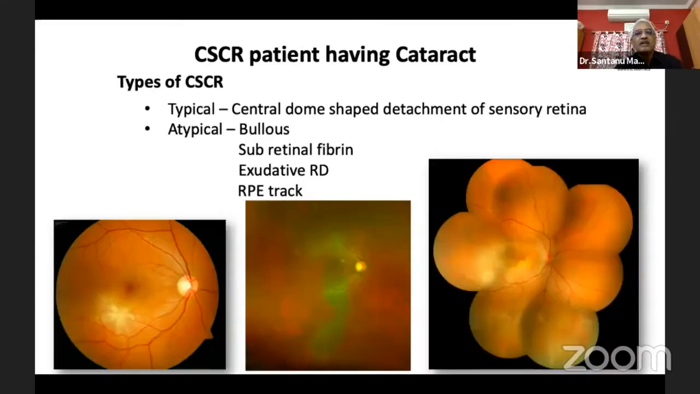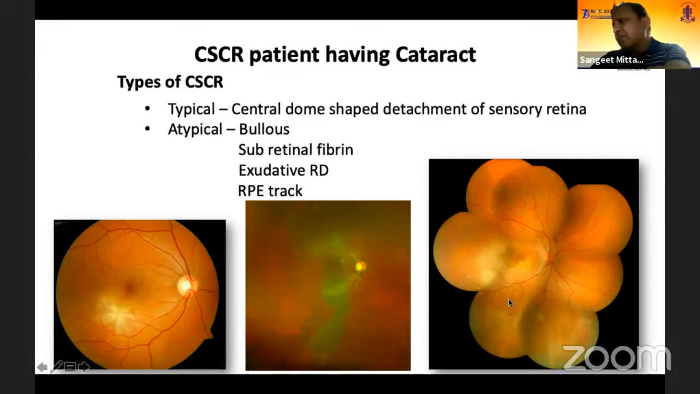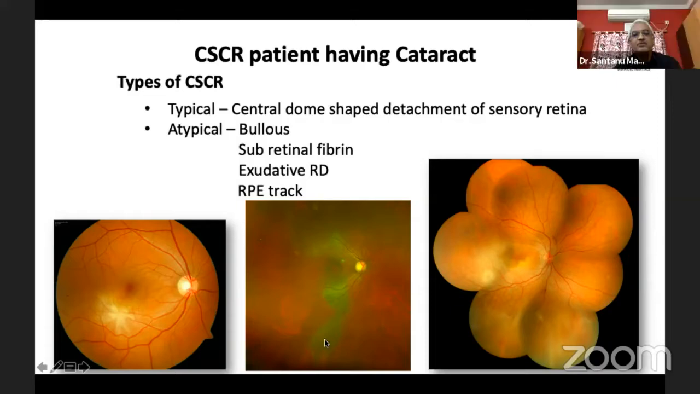So types of CSR that may be typical, what we commonly see, a central dome-shaped detachment of sensory retina, or atypical. It might be bullous, it might be with subretinal fibrin, it might be with exudative retinal detachment, it might be with RPE epithelial tract.